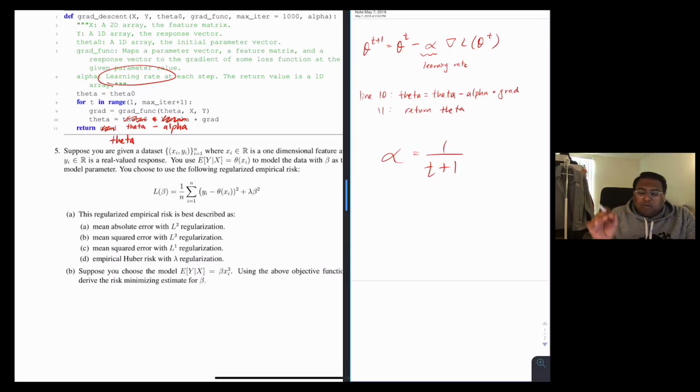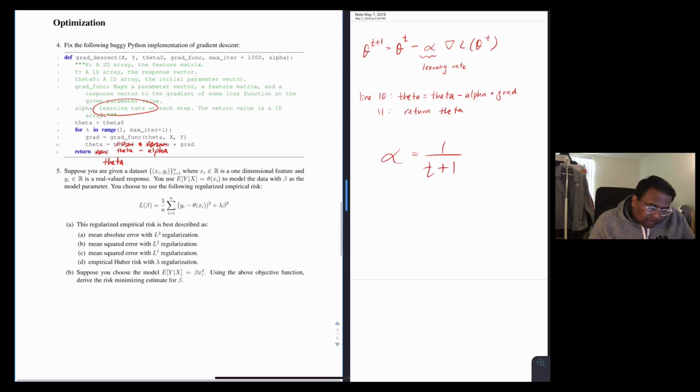But whatever 1 over i plus 1 or whatever 1 over t plus 1 is, that's the value of alpha, okay? And the learning rate is alpha itself. So that's one thing to keep in mind. Alpha is the learning rate. You don't do 1 over alpha, it's just alpha. Okay, so that's number 5.